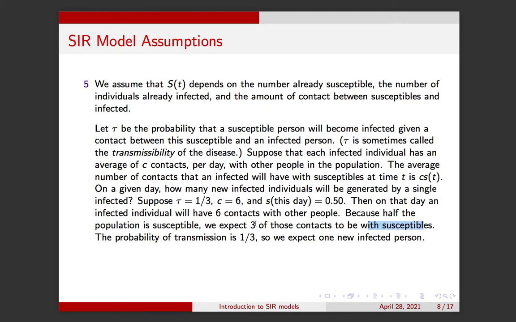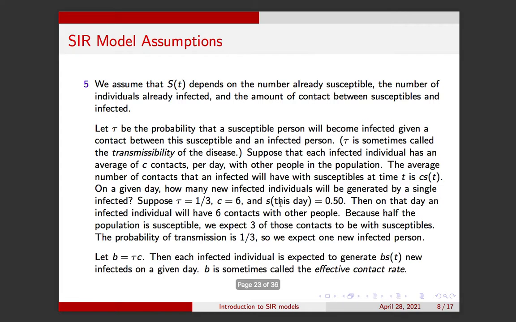Okay, so you have 3 interactions with susceptibles. Your probability of transmission is a third, so of those 3, you'd infect 1 of them. So given these 3 choices of transmissibility, number of contacts per day, and proportion of people who are susceptible, you would expect each infected person to give you 1 new infected person every day. So that's what tau, C, and S are telling you.